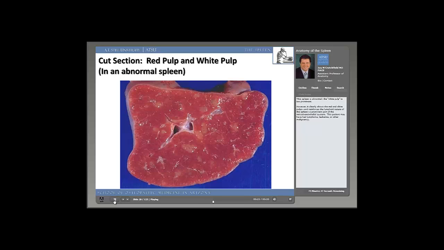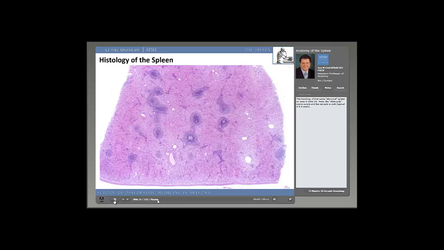But keep the picture in mind, because under the microscope, the red pulp and the white pulp, along with the trabecula and the venous sinuses, become very important to the function of the spleen. Let's move on to the histology. Under the microscope, on an H&E stain, the red pulp stains pink and the white pulp stains purple. Let's look at these under higher magnification.